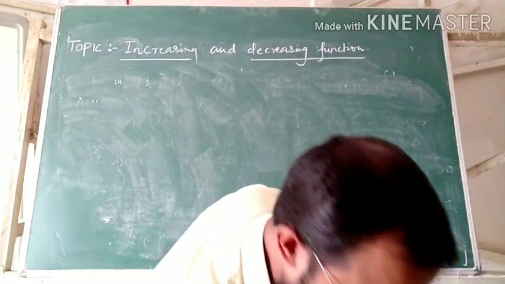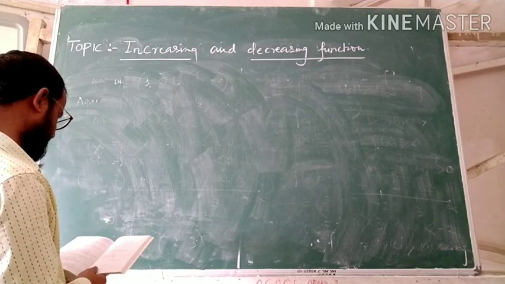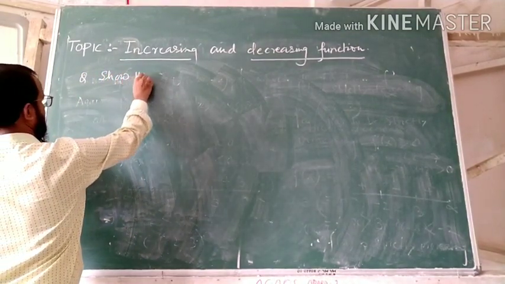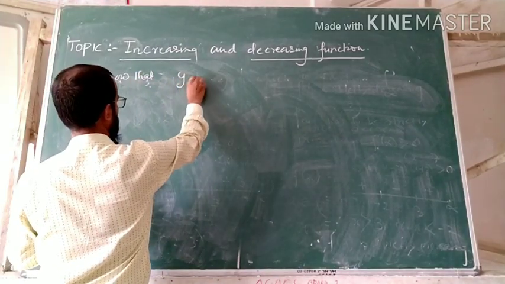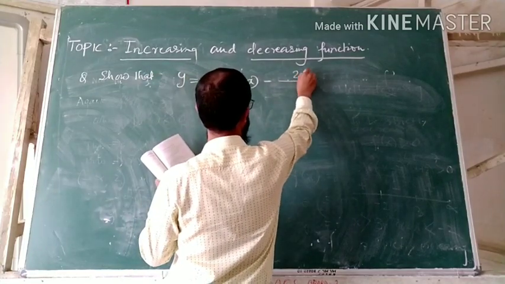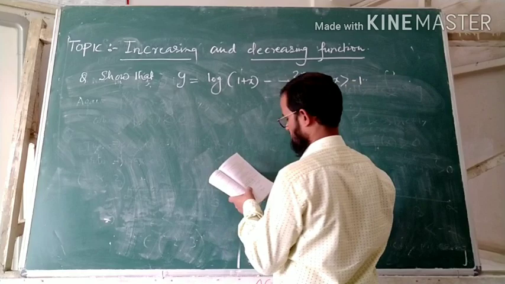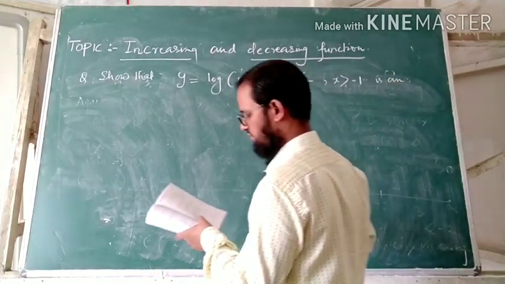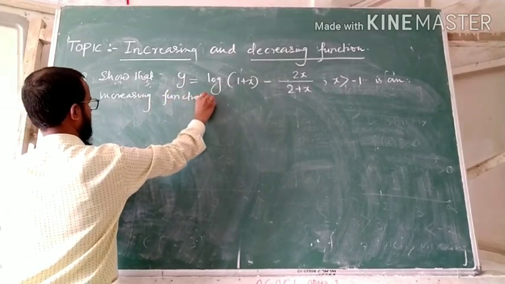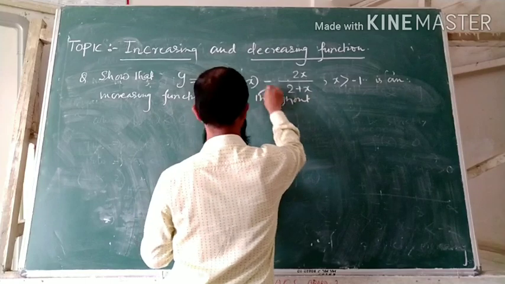The question is, show that, important question, show that y equal to log of 1 plus x minus twice x by 2 plus x, where x is greater than -1, is an increasing function of x throughout its domain.